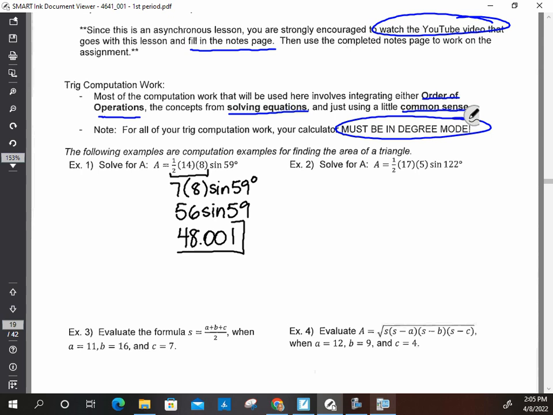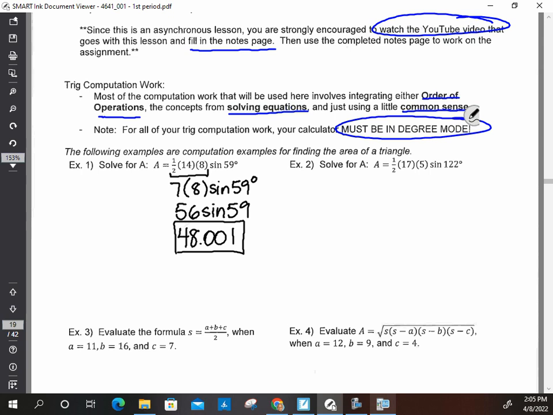So again, I'm going to 3 decimal places because that's how it was taught in previous sections. Obviously, you read the problem so that you can get how many decimal places you should be rounding your answer to.